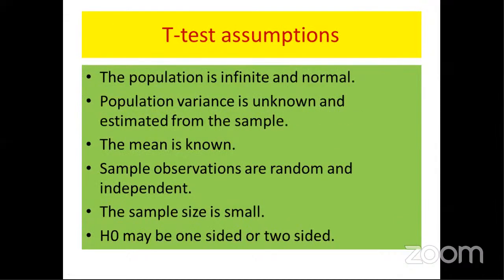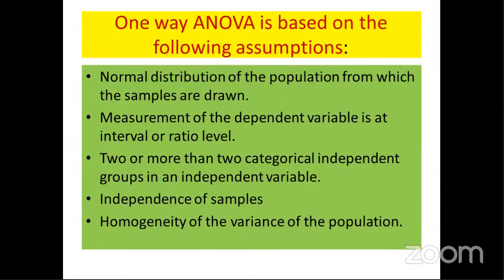All right, so now let's go to one-way analysis of variance, or one-way ANOVA. One-way ANOVA is to be used only if you satisfy the following assumptions. These are the assumptions that you should evaluate and know so that you can adopt one-way analysis of variance.